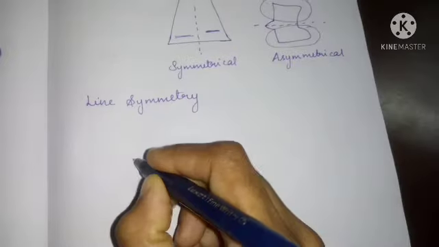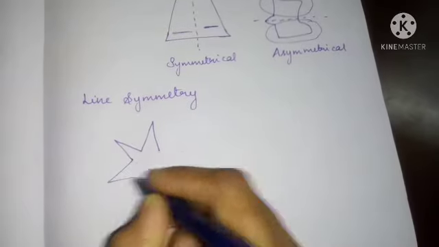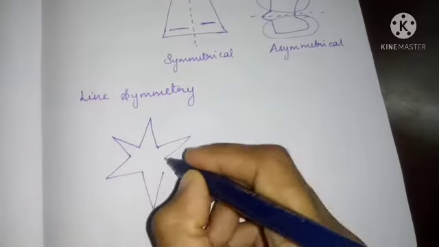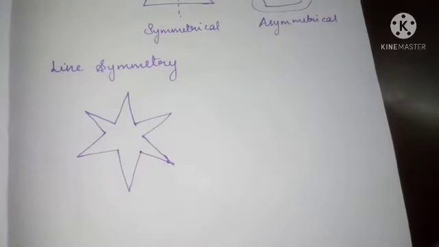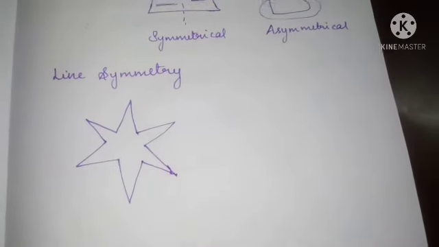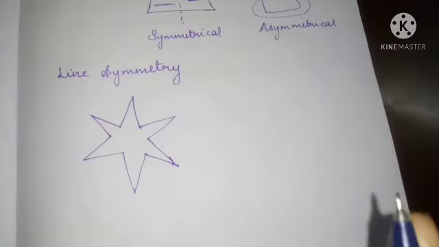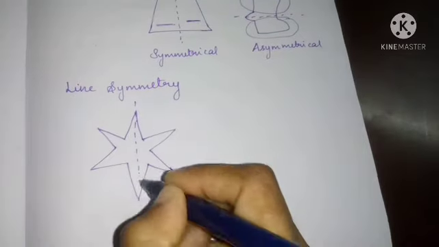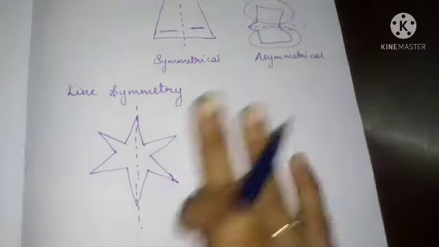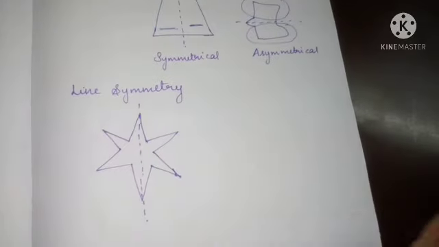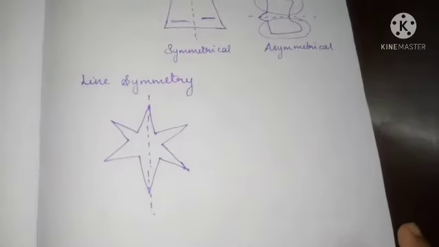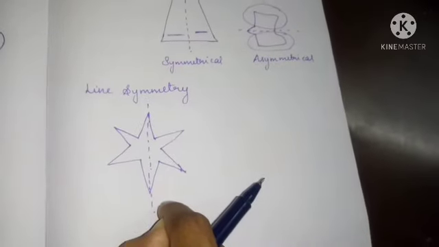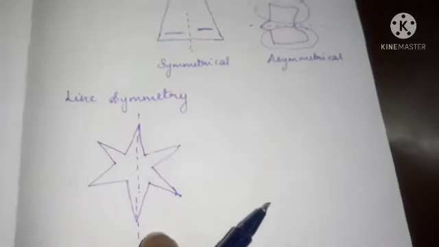First I am going to draw one, just a star, simply looking like a star. I am going to draw one line. Whether this part is a mirror image of this part? No. So this diagram is not symmetrical. What is the name for that? It is asymmetrical. The given diagram is not symmetrical.